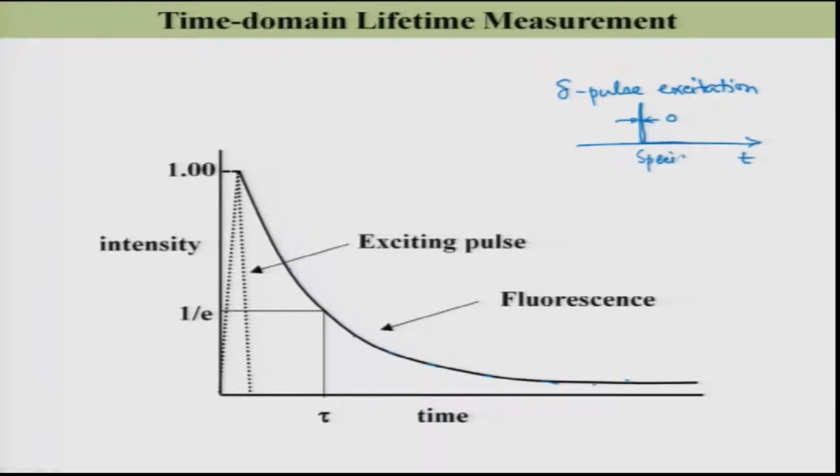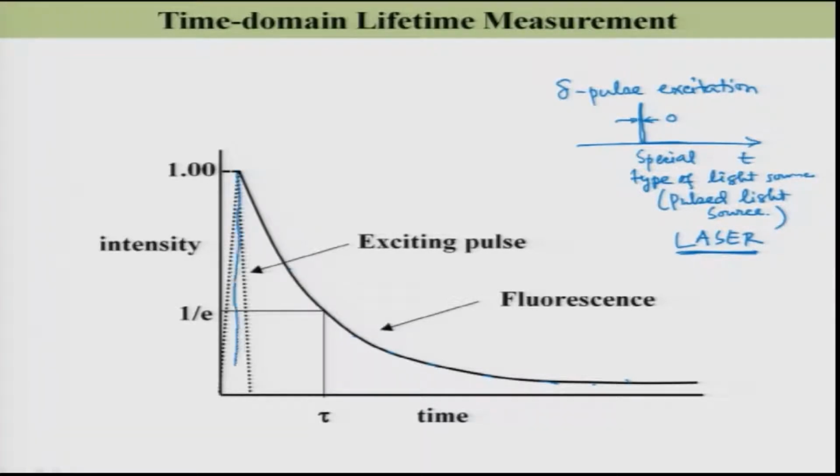So, a special type of light source. We call this a pulsed light source, and laser is very famous for that. We are going to discuss a little bit about this. So once we excite the sample with a delta pulse light source as I have done here, in no time, at time 0, the molecules will go to the excited state.